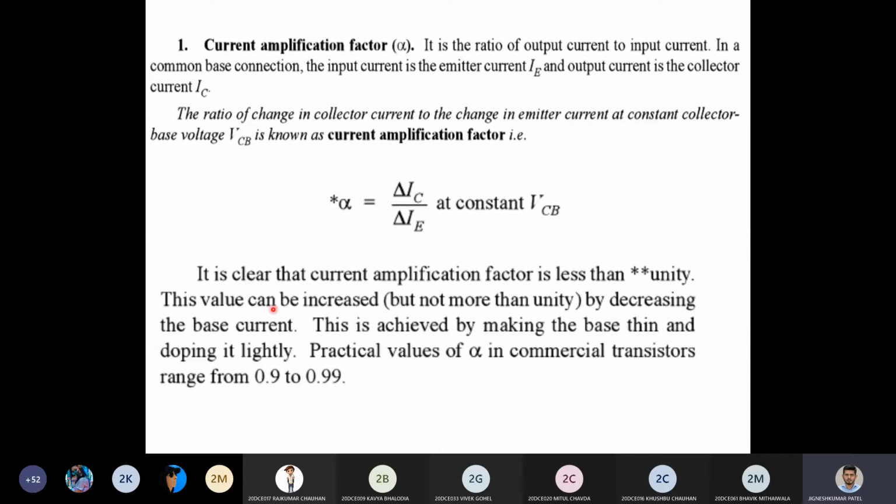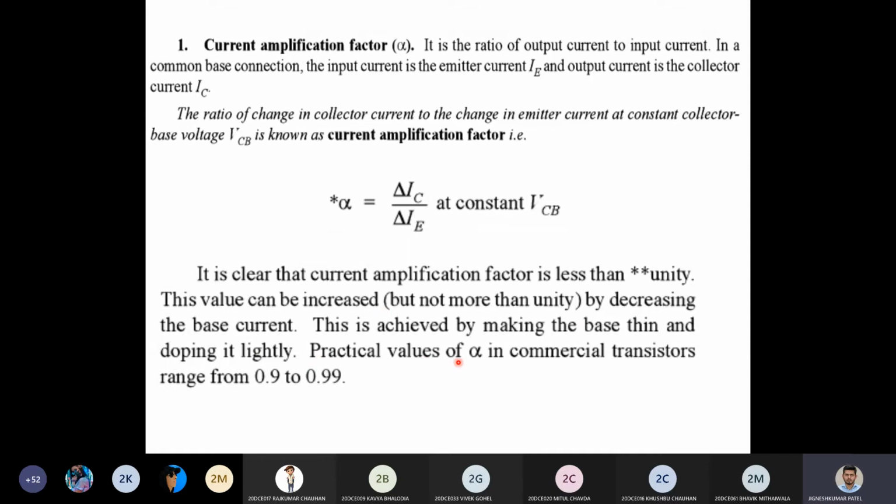It is clear that the current amplification factor is less than unity. Why? Because some part flows as IB. A base current is there which will flow. By decreasing the base current, alpha can be increased, but it cannot go beyond unity at any point. This is achieved by making the base thin and doping it lightly. That's why the base is thin.